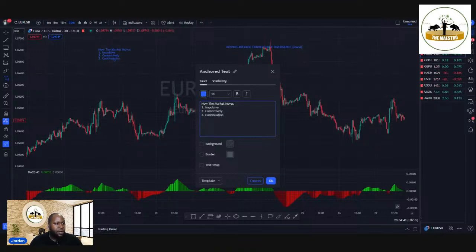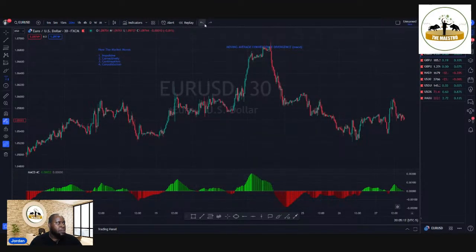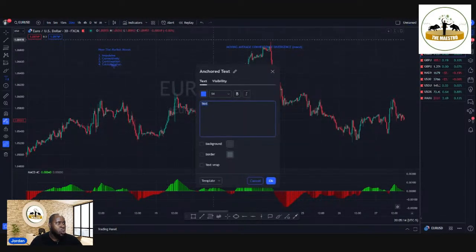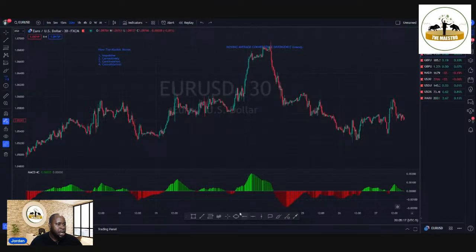There is a fourth. Sometimes the market is not giving us any of these. Sometimes it's just consolidating or going side to side, so we'll just call that consolidation for right now. These are the ways that the market moves. Let me make that a little bigger for you guys, and we're going to walk through it one by one.